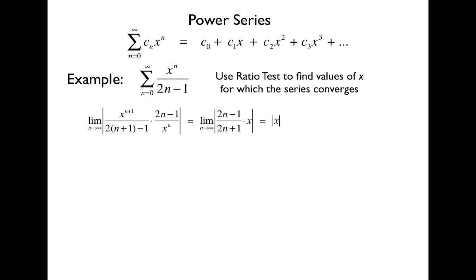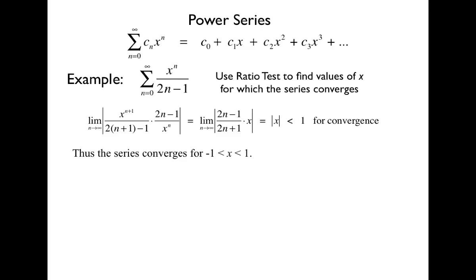Well, what, just in general, does the limit have to be in order for this to converge? Less than 1, right? Less than 1 for convergence. So this is going to tell us what x has to be. No, not just less than 1. How could the absolute value of x be less than 1? Yeah, between -1 and 1, right? So the series converges when x is between -1 and 1.